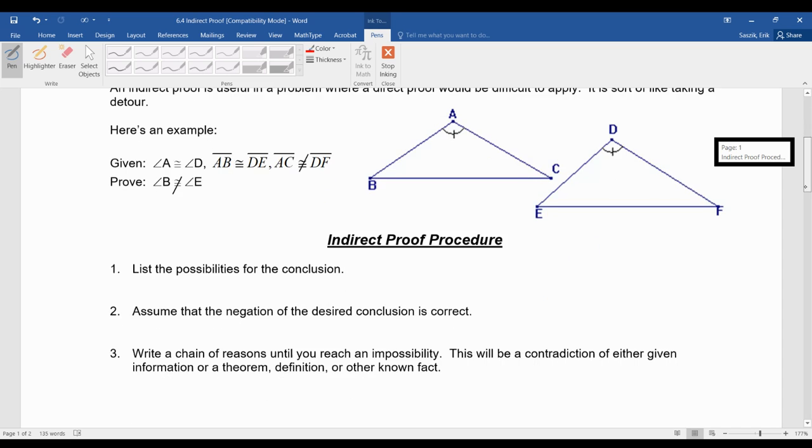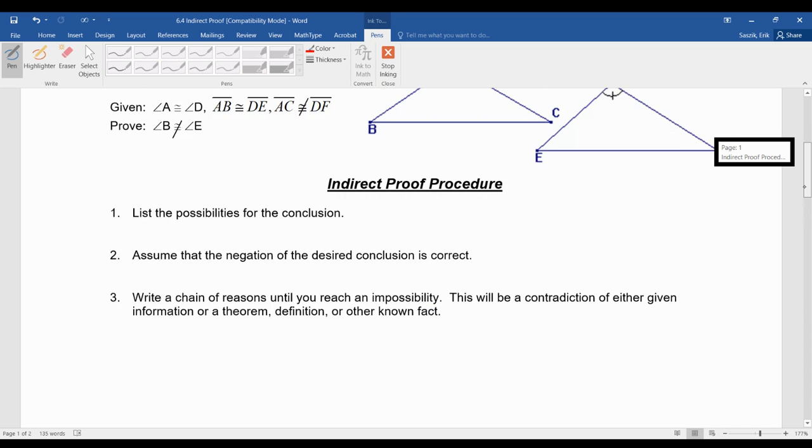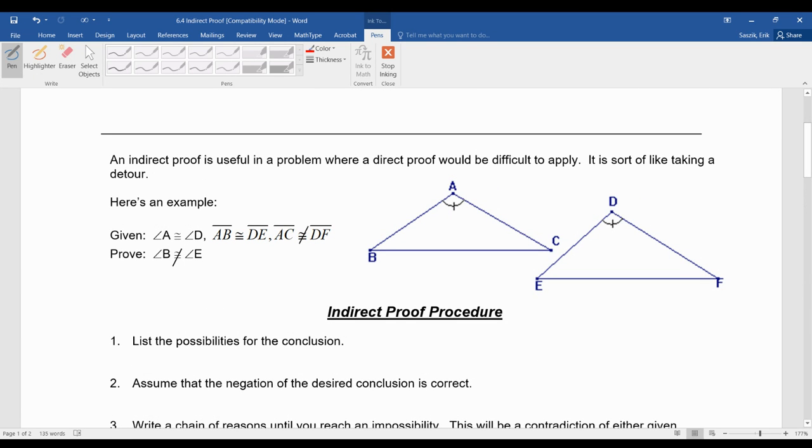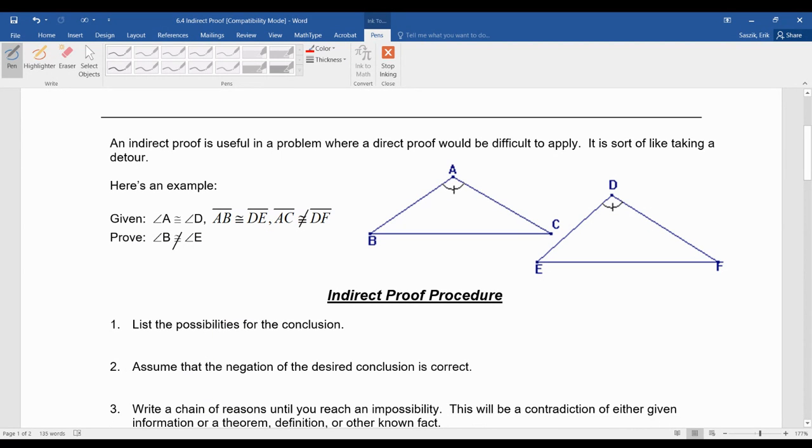Okay, this is actually the last section of this unit, and this is indirect proof. This is something different. What we've been doing since the beginning with proofs is a direct proof. We work with given information, we work with our toolbox, and we justify things with theorems, postulates, all that good stuff. But indirect proof is a little bit different. We're going to kind of work backwards, and this is valid as well.